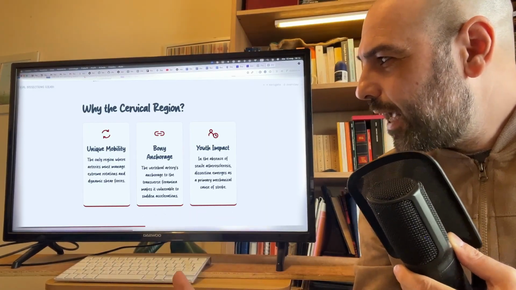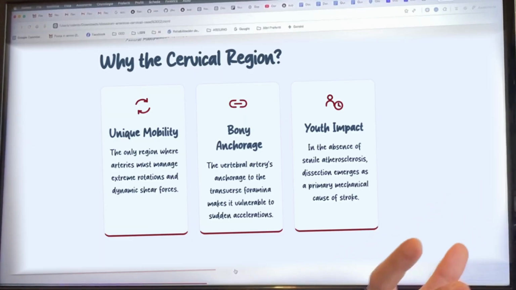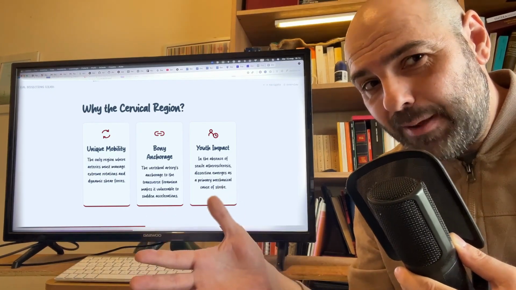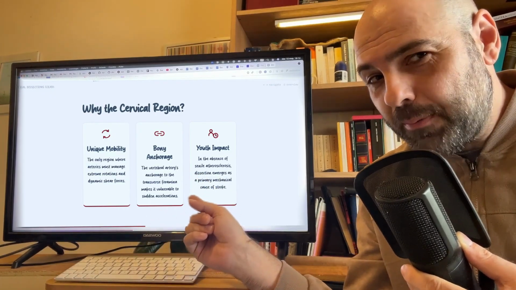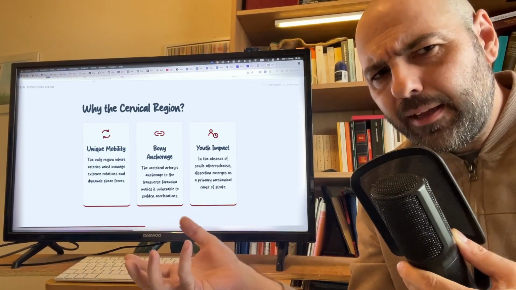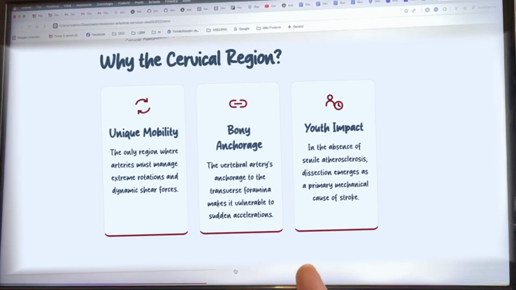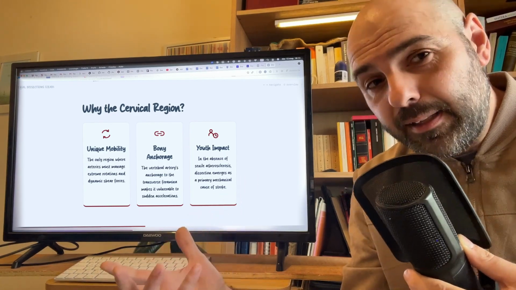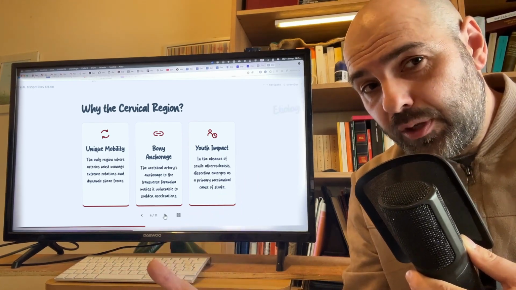Because the cervical region has unique mobility. It's an area where the arteries have to withstand extreme rotations and dynamic forces. And then, as we saw earlier in vascular anatomy, there's also the close relationship with the bones, that is, the anchoring of the vertebral artery to the transverse foramina, as we mentioned before, which makes it sensitive to sudden accelerations.